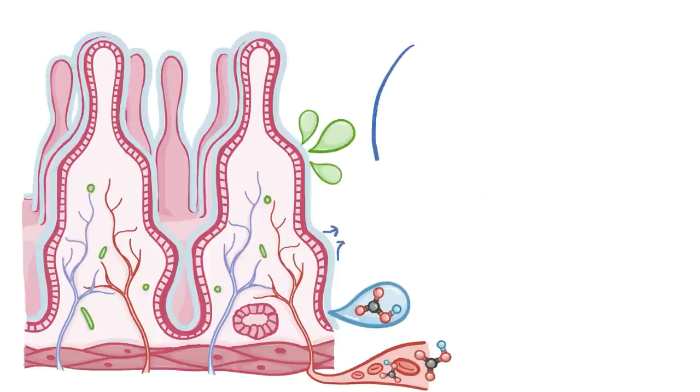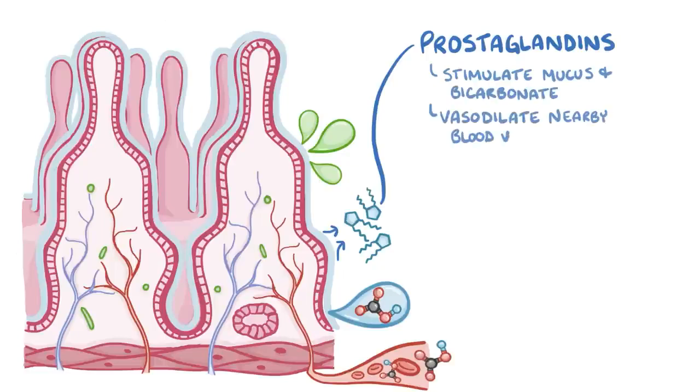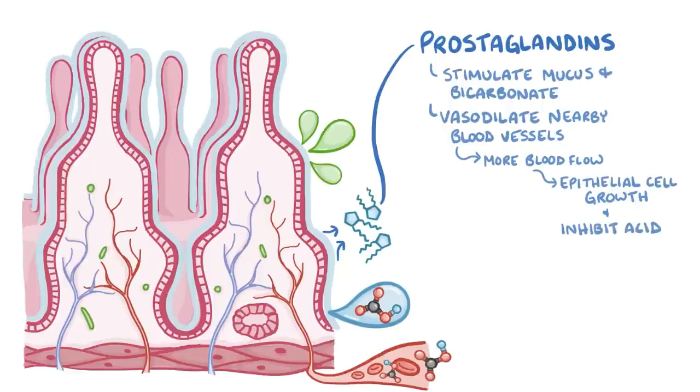Finally, small signaling molecules called prostaglandins get secreted in the stomach and duodenum, and they stimulate mucus and bicarbonate secretion, as well as vasodilation of the nearby blood vessels, which allows more blood to flow to the area. And this promotes new epithelial cell growth, and also inhibits acid secretion.